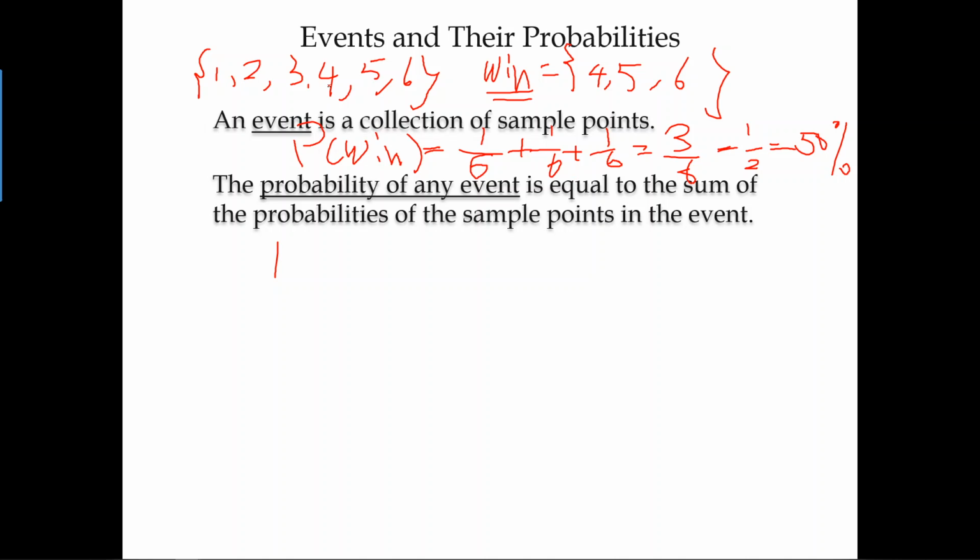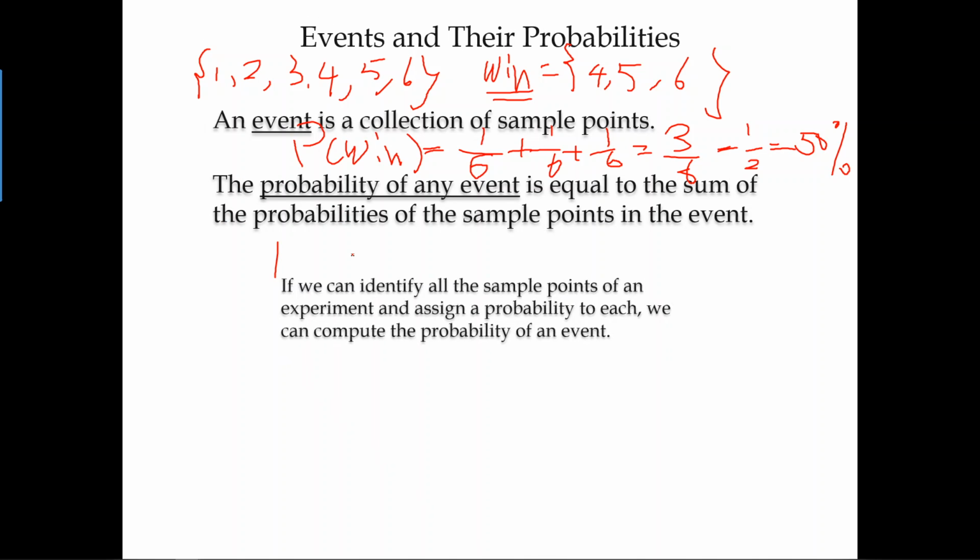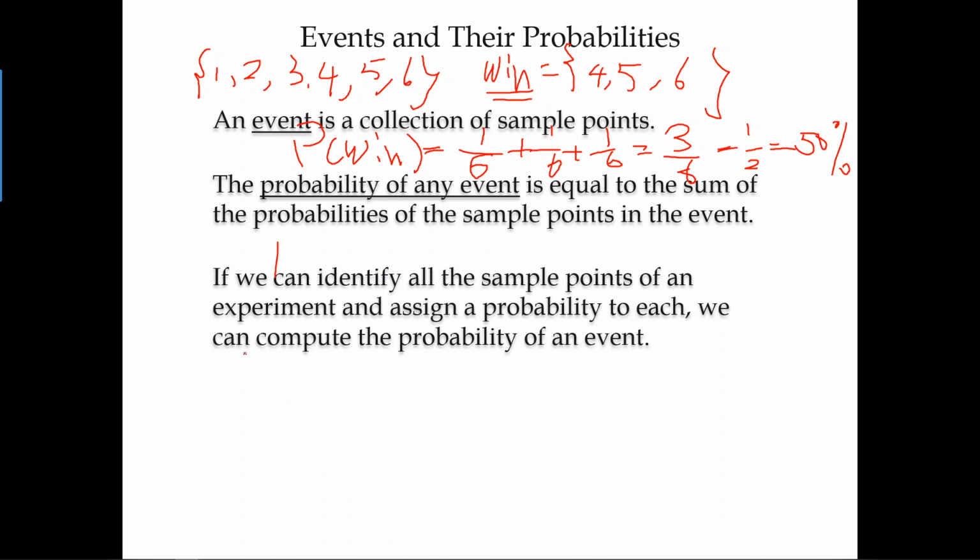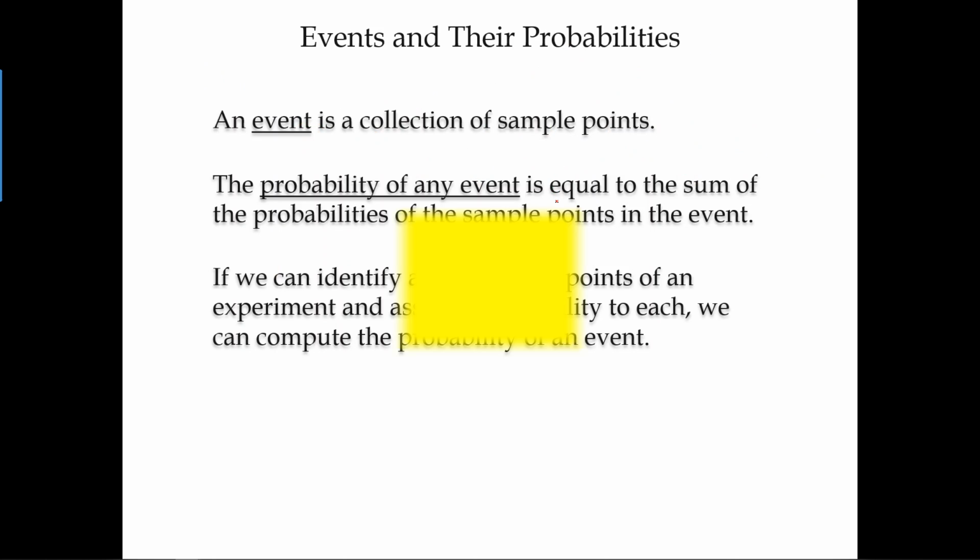If you don't use this method, you can think that to win I need to get at least 4, larger than 3, which means half of the outcomes mean you win. So that's 50%, right? This is how we build a connection between what we learned in the last video about sample points and the probability of events. If we can identify all the sample points of the experiment and assign a probability to each, we can compute the probability of the event. That's basically what we did in this example.